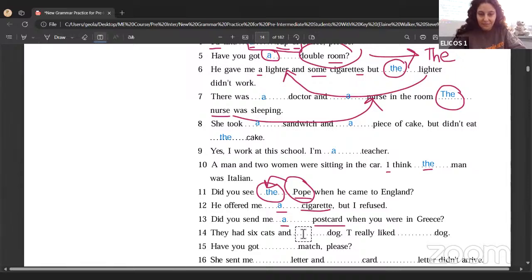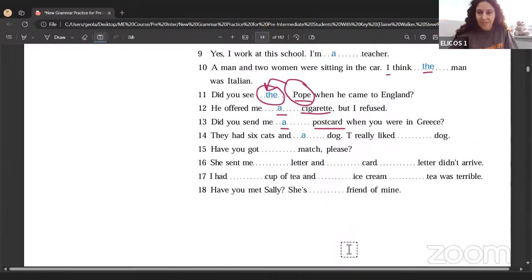Fourteen. I had six cats and a dog. I really like the dog. Yes, so I know this book has a bit of a spelling mistake. This should be I, and they had. So again, push your voice with they had six cats. Okay, so we can see the plural here. There's a number because it's more than one. They had six cats, and when I want to talk about one, a dog, because it's the first time I'm saying it. I really like the dog because I already said it to you before, the same object.